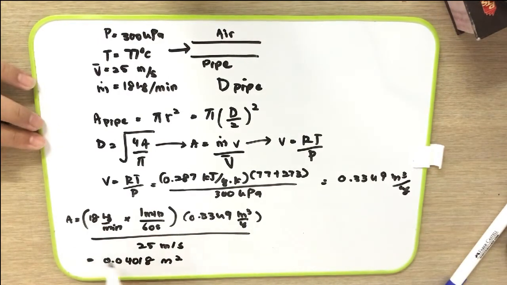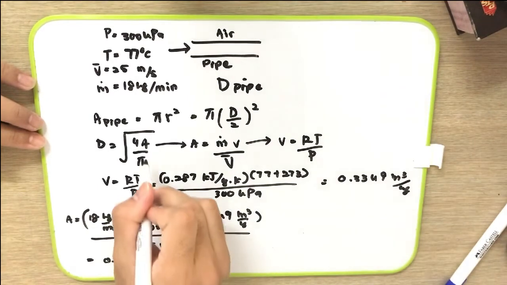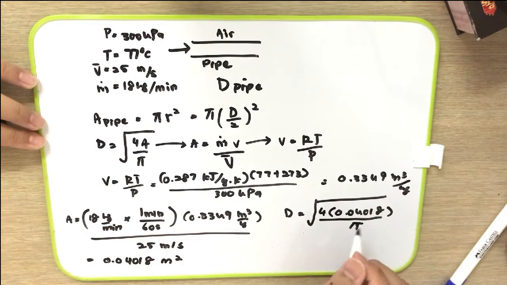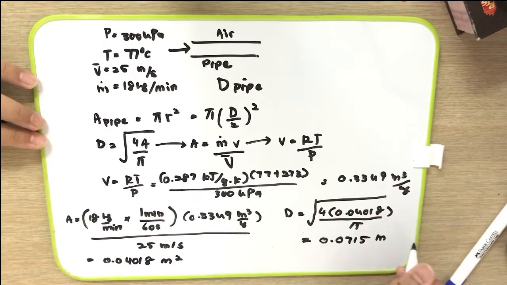Next, the value for A we substitute into this equation in order to get the diameter. Then we will get the value for D is equal to 0.0715 meter. So this is the diameter of the pipe.